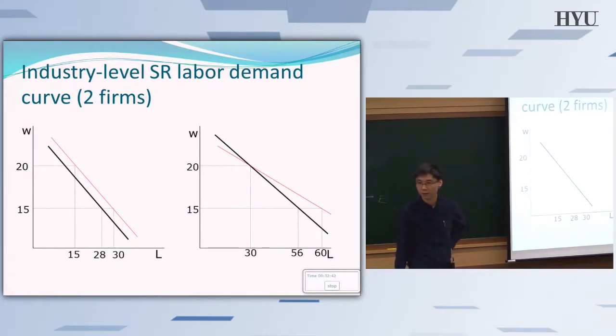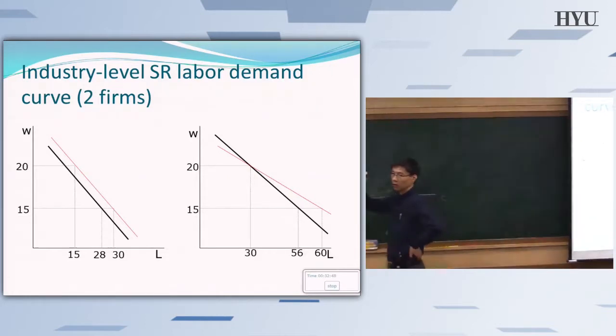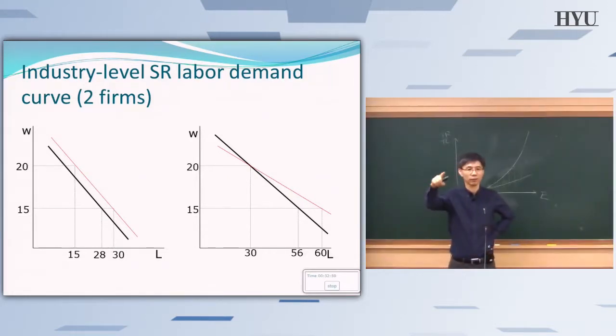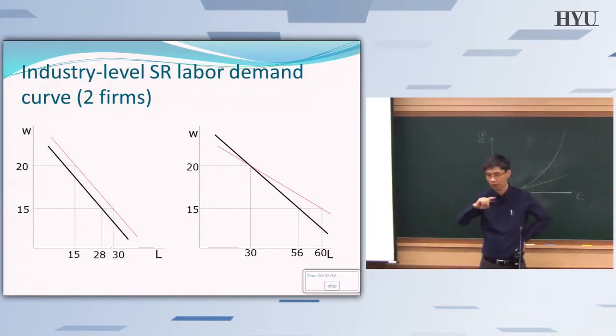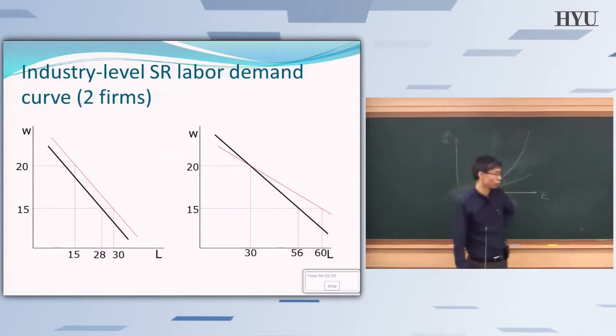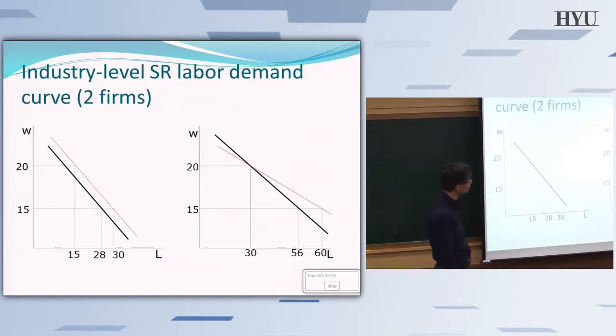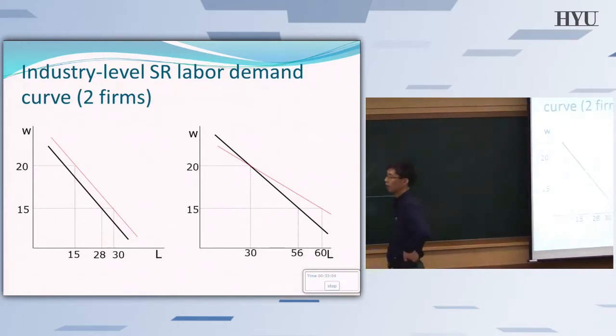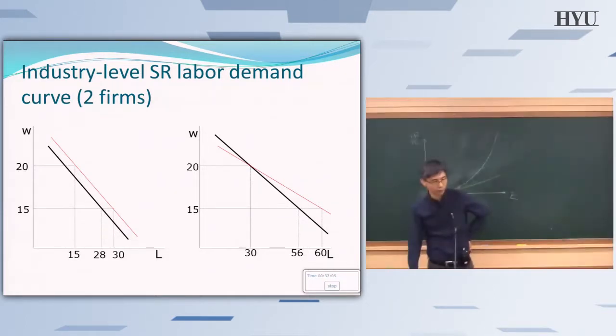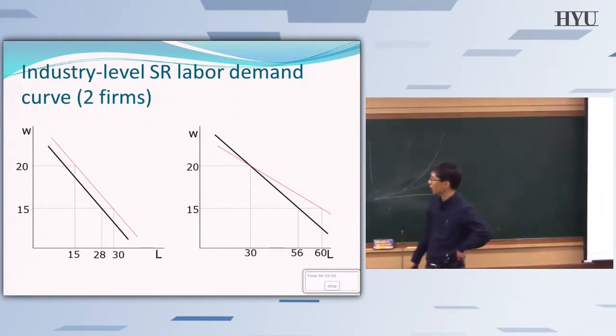Get it? Questions? So you should make a distinction between the perfectly competitive individual firm and the monopolistic industry. You have to make a distinction between these two concepts. What we have done so far is derive the individual labor demand curve using the VMP curve, and it seems to be fine.